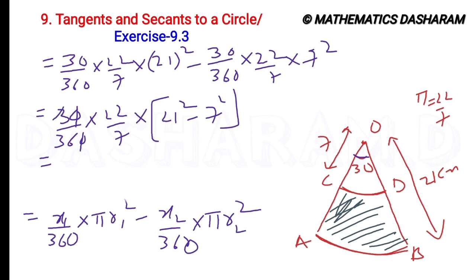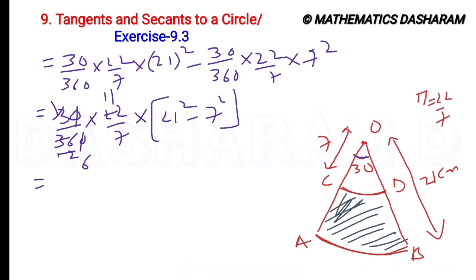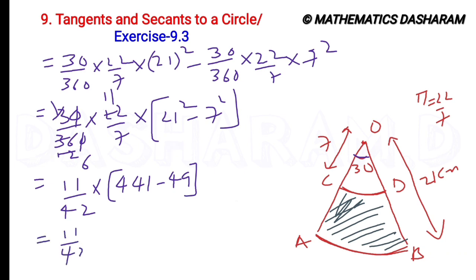Here 0 0 cancel, 3 ones are 3, 3 twos are 6. So 2 elevens are 22, 2 sixes are 12. So then it is equal to 11 by 6 into 7, 42, into 21 square is 441 minus 7 square is 49. So it is equal to 11 by 42 into 441 minus 49, 392. So here 7 sixes are 42, 7 fives are 35.